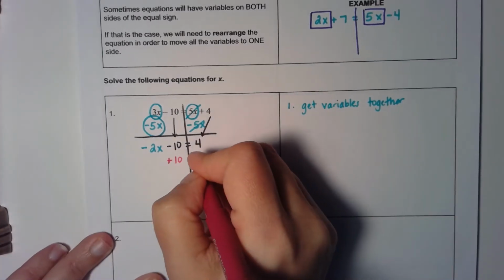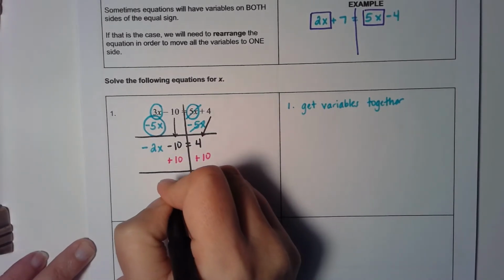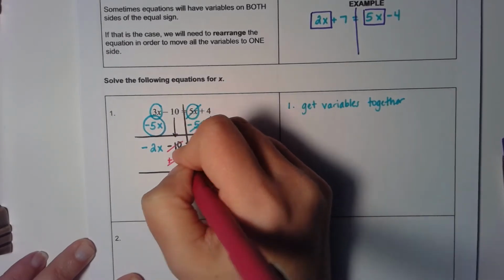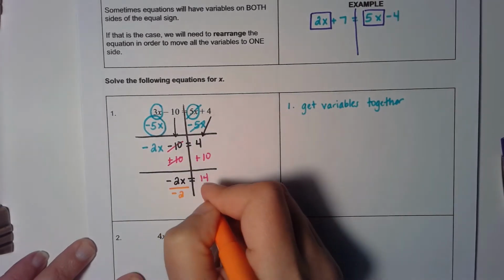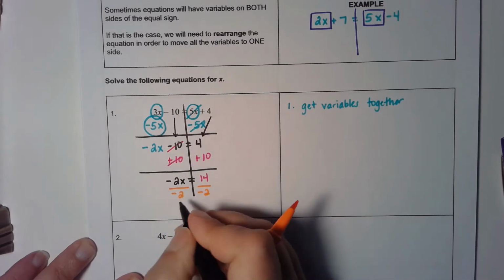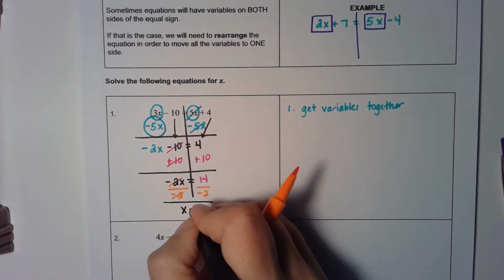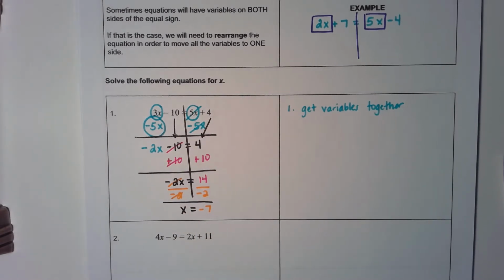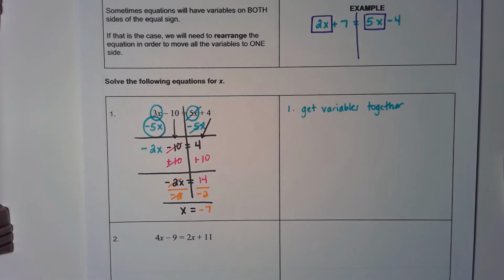So I'm going to add 10 on both sides in order to undo the minus 10. And that means that I get negative 2x equals, because the 10s cancel, 4 plus 10 is 14. Last but not least, I'm going to divide by negative 2 on both sides, which means the negative 2's cancel on the left, and I get x equals 14 divided by negative 2, which would be negative 7. So the only new step here is that we need to get our variables together first. Then we solve like normal.